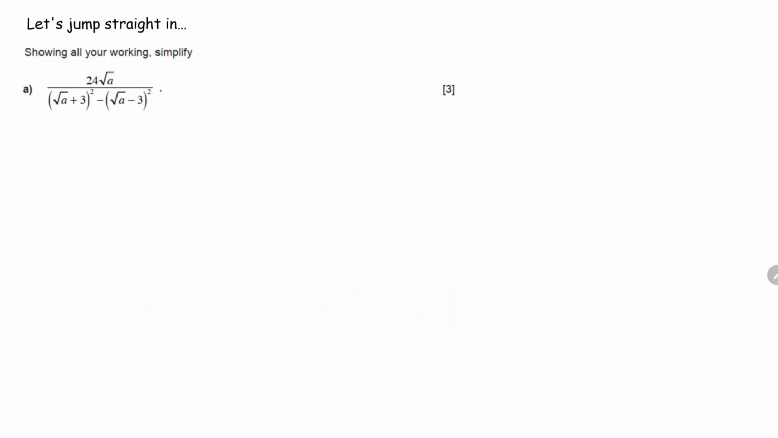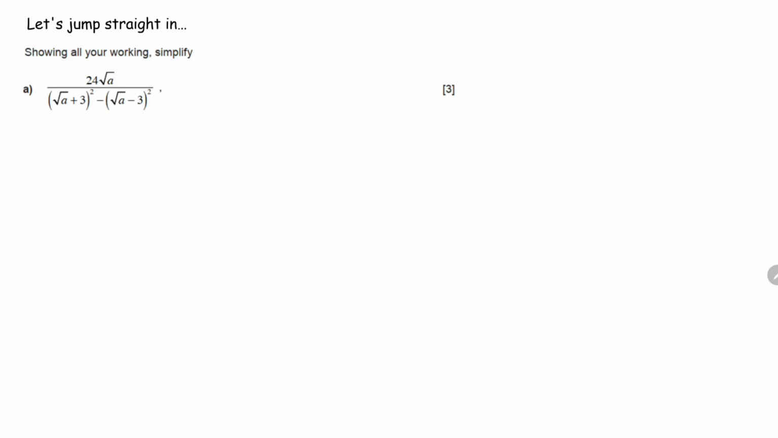Right, we're going to jump straight in with an example to start off with. In this case we need to simplify the following expression. We've got an algebraic fraction, and what you'll notice is at the bottom we've got two quadratics that we need to expand. So we've got root of a plus 3 squared and root of a minus 3 squared.